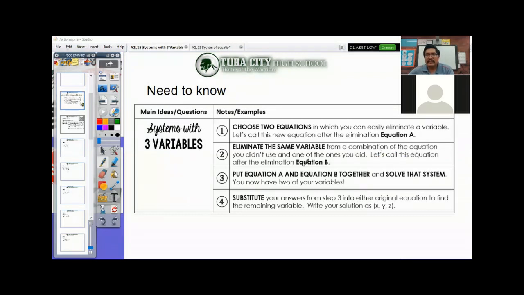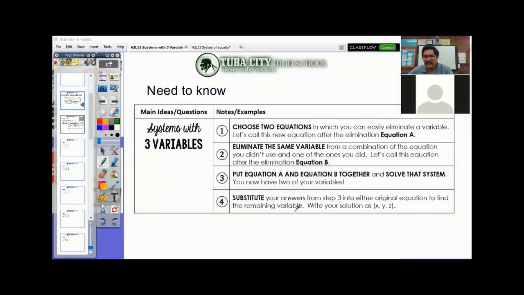We'll call this one equation B. So put your equation A and B together, which should both be missing the same variable. Solve that system from those two, and that will give you one of your variables. So that'll give you your first one. Then you take that and plug it back into one of the other equations that you had, and that should give you your second one. And take those two and plug them into one of the original equations and get the last variable.